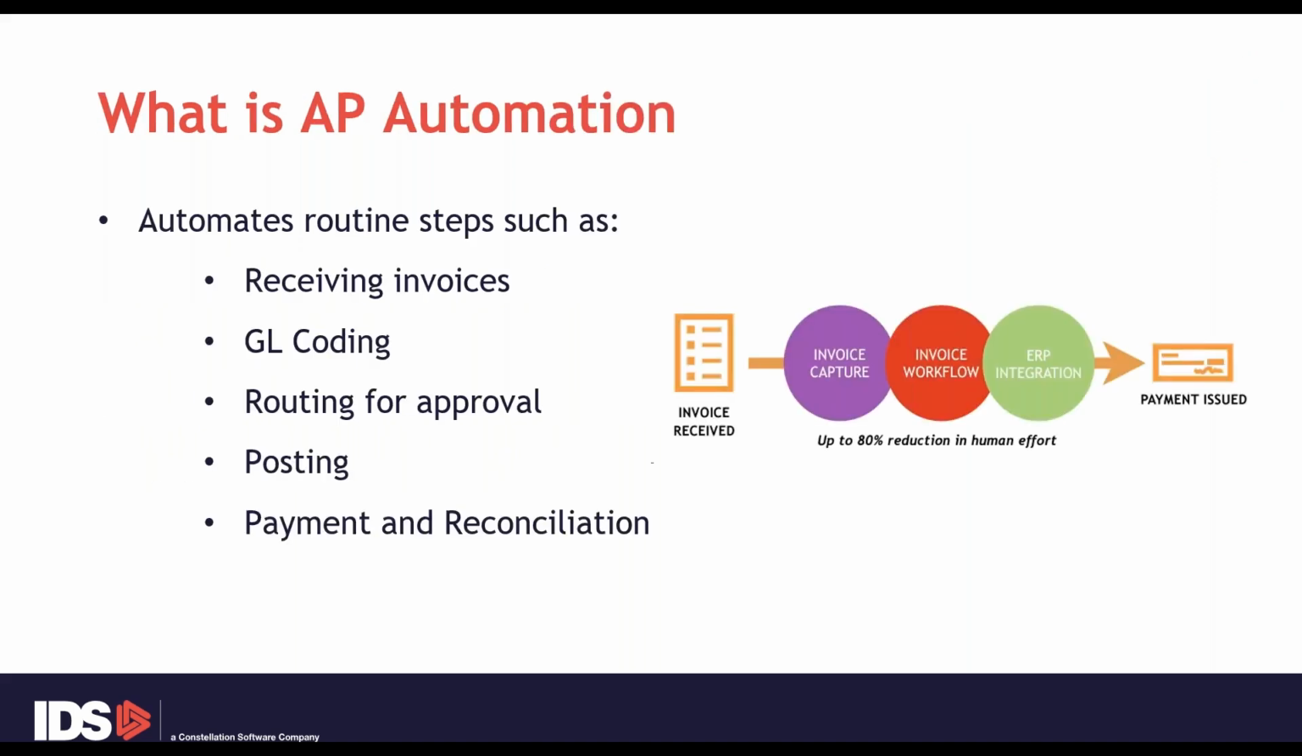So let's talk a little bit about what we mean by AP automation. Really, we're talking about automating kind of all the routine steps of the AP process. So everything from receiving the invoices, coding them to the appropriate GL account, routing for approval, posting them back into IDS. And then there's also a payment piece as well.